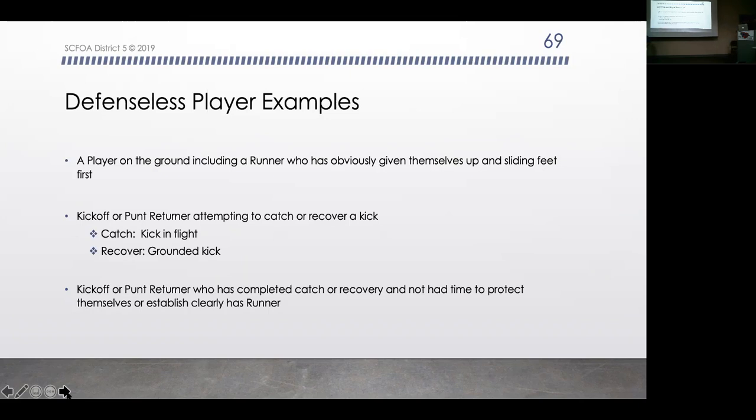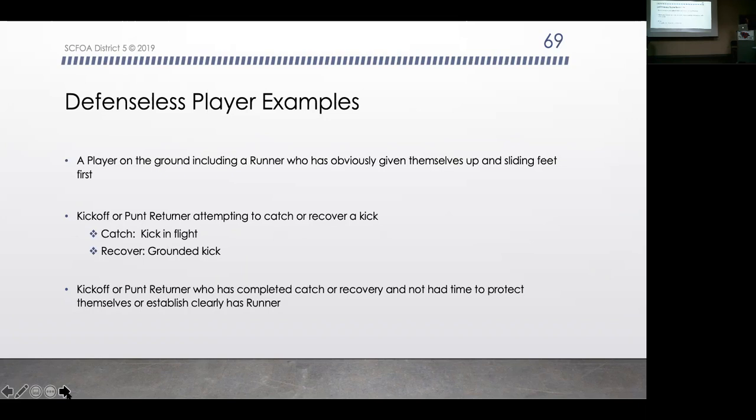Now, I'm not saying that all of these are fouls if you contact them. That's not what this rule is saying. It's just that if there's contact, it needs to be legal and appropriate, and we need to be aware that these players are defenseless. So you can still contact them, but we need to take into account the contact and their status as defenseless.